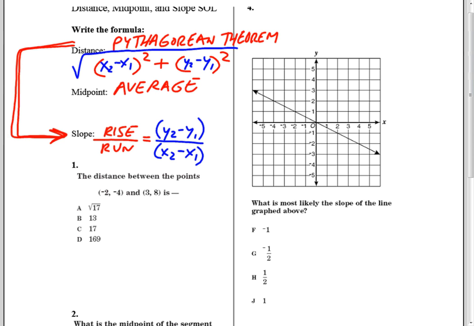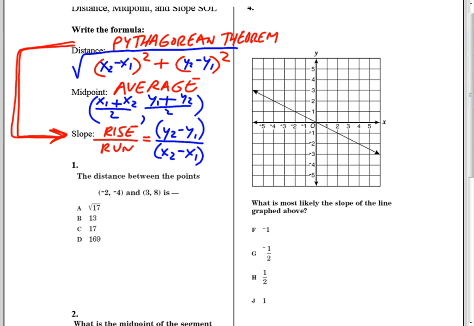How do you find any average? Add and divide. You're finding the average of the x's and the average of the y's. x1, x2. Average of the x's. Average of the y's. No one should forget this.